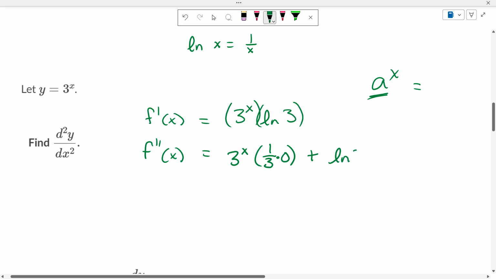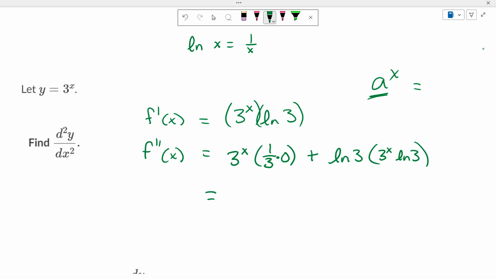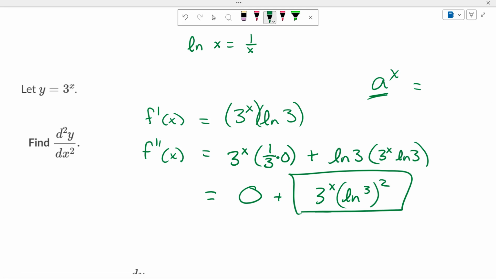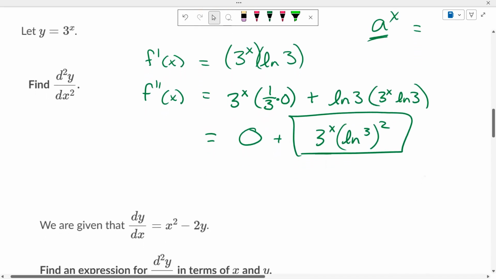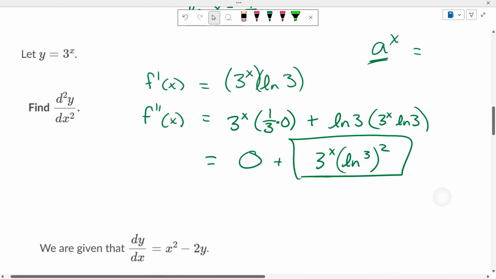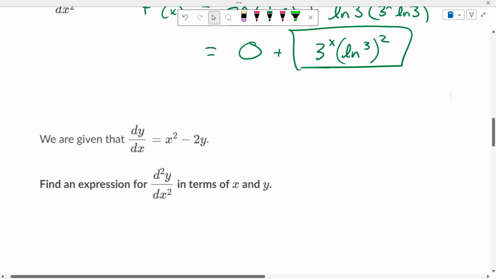Plus the ln of 3 times, what's the first derivative of 3 to the x? 3 to the x ln of 3. So this times this is what? What's 3 to the x times 1/3 times 0? 0. So that's just 0 plus 3 to the x, the ln of 3 squared. So it's just that. So that was second derivatives with a lot of chain rule involved. Okay? All right.